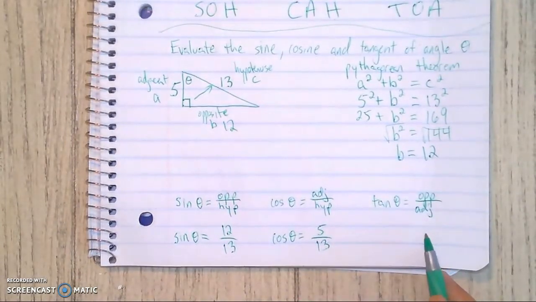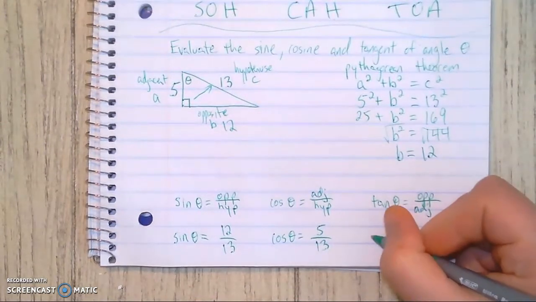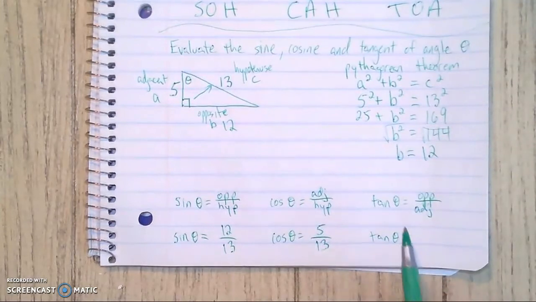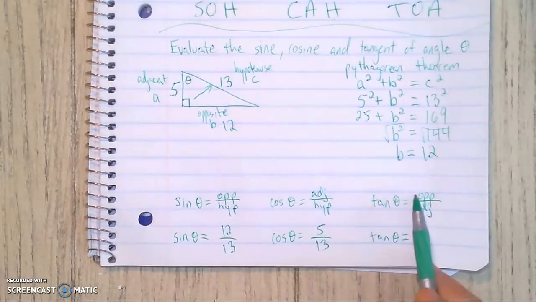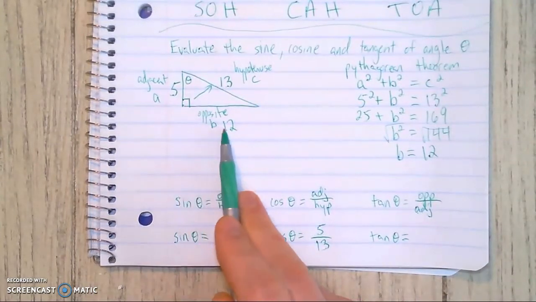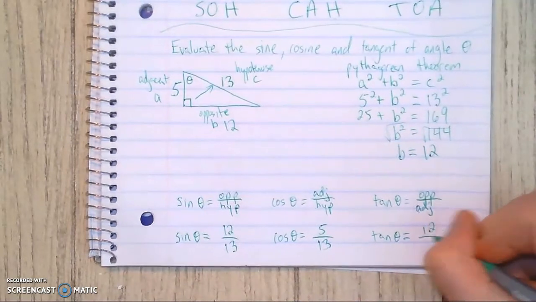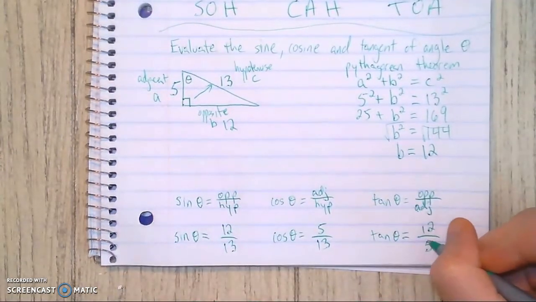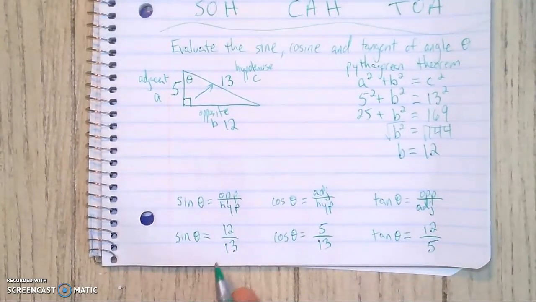And finally, for the tangent, that's tangent of theta, and using SOHCAHTOA, that's TOA. Tangent is opposite over adjacent. So I go back to theta, I find the opposite side, which was 12. I put it over the adjacent side, which was 5. And that's it. Those are the three trig values for the sine, cosine, and tangent of theta based on this right triangle.